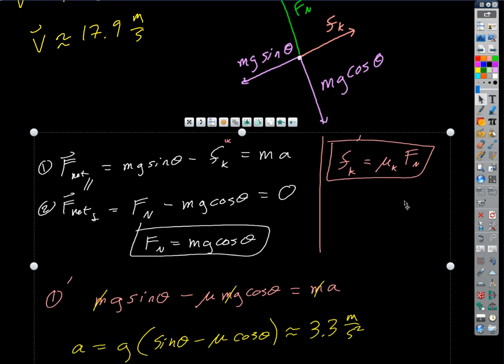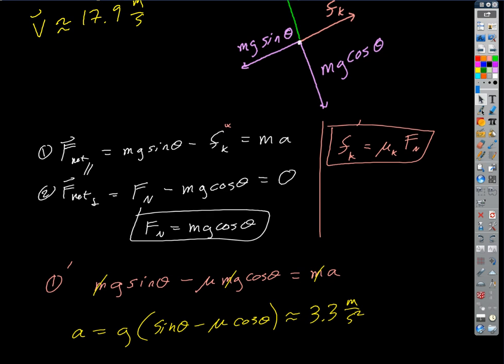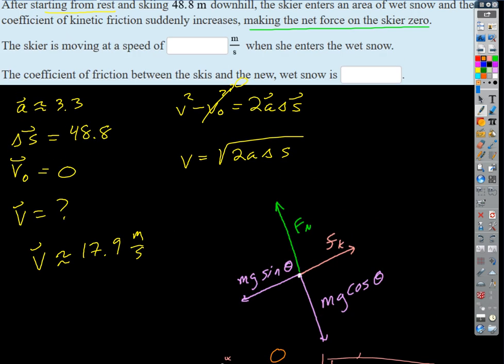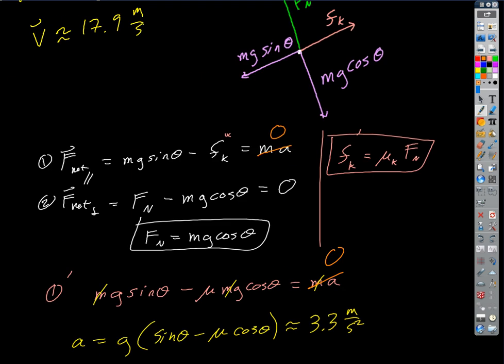Okay, so there's all our work for part 2. All we're going to do is make a couple changes. This is going to become 0, right? And so then when we come down here, we make our substitutions. Here's the equation we get. We know theta, we know g, we know everything except the one thing we're trying to find in part 2: the coefficient of friction.